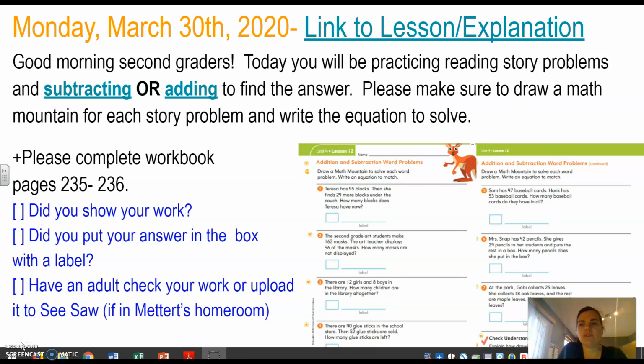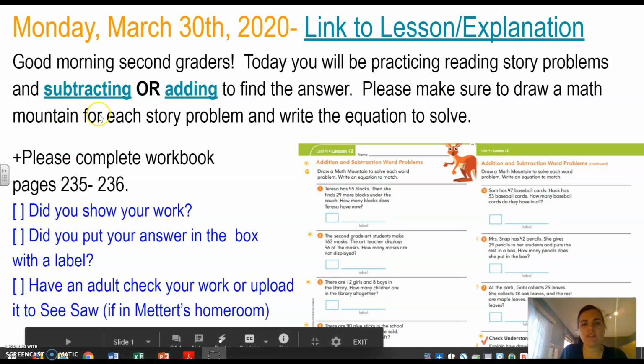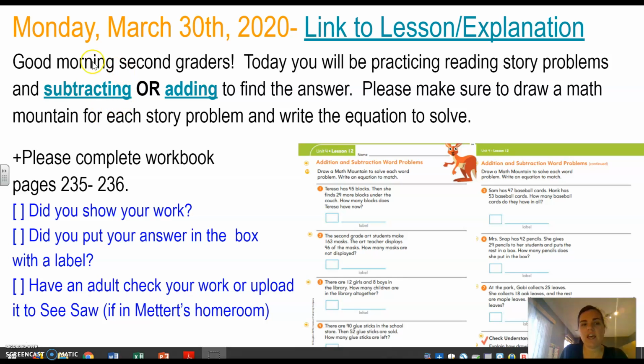Today you will be practicing reading story problems and subtracting or adding to find the answer. If you need review on addition or subtraction, you can go ahead and click on the links within your Google Classroom. You'll have to open up your Google Classroom if you haven't already and click on the links and it will pop up BrainPop Junior. Remember, the username is 112CHN. The password is star, STAR, and you can watch the videos to review subtraction and addition.